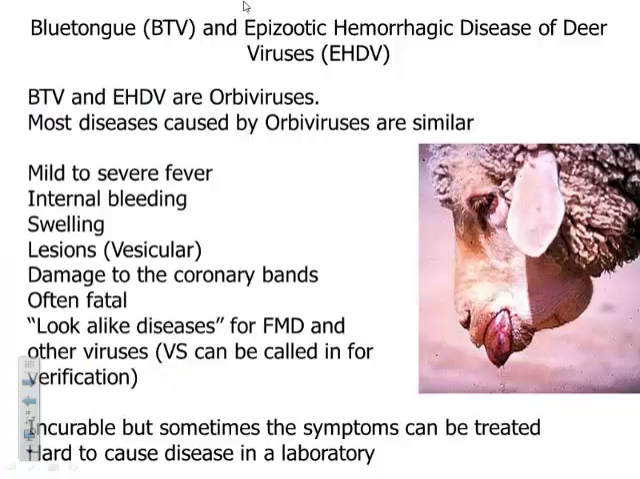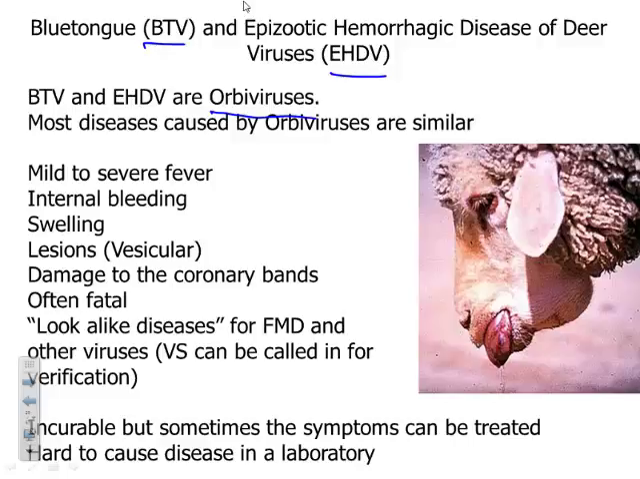So let's talk about the virus, bluetongue, which is abbreviated BTV, and a very closely related disease, EHDV, epizootic hemorrhagic disease of deer virus, are both in the genus Orbivirus. There are other orbiviruses that affect mostly wildlife, but there's one in horses, which is African horse sickness. They all have a very similar set of signs and symptoms.